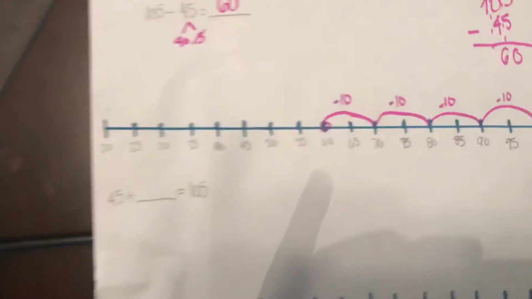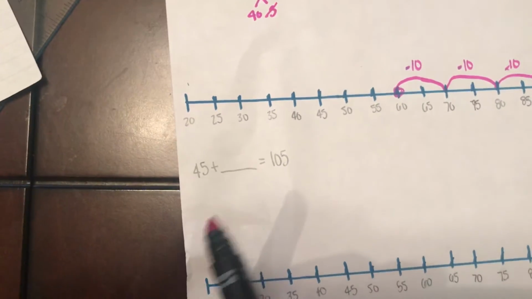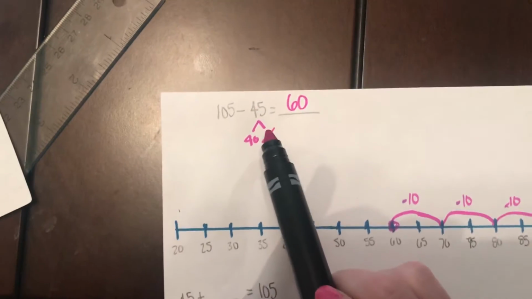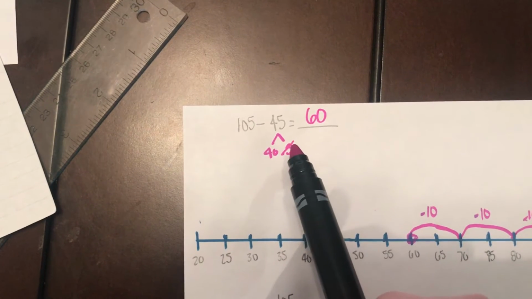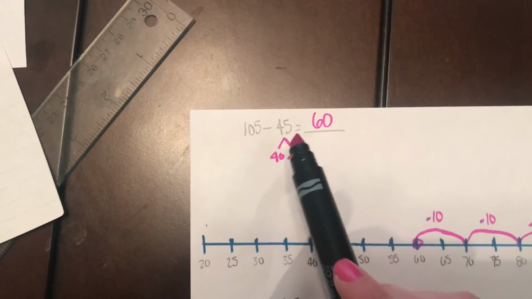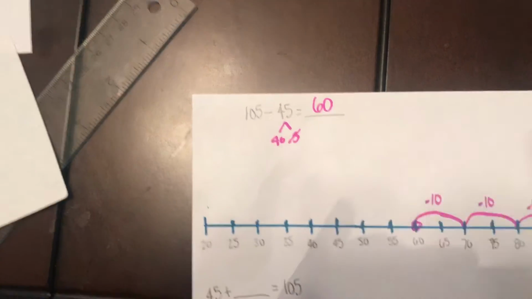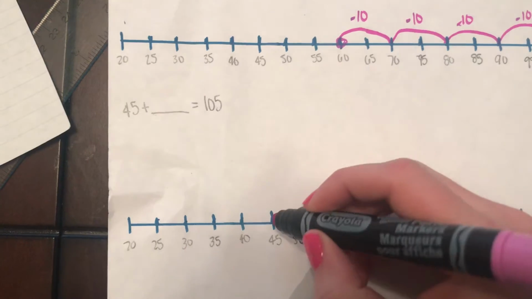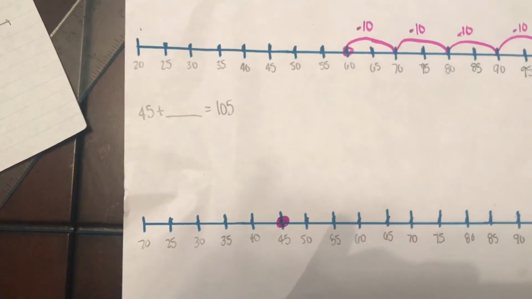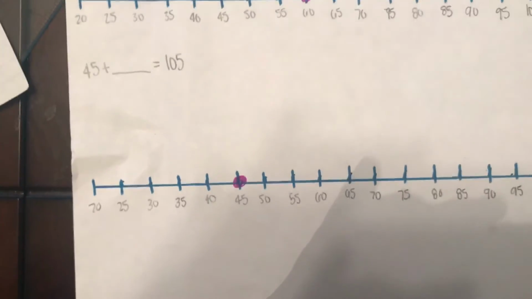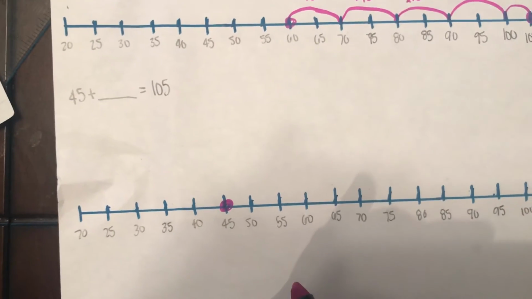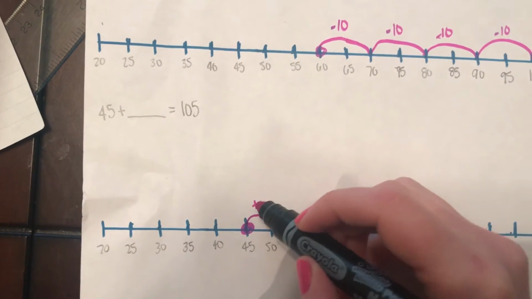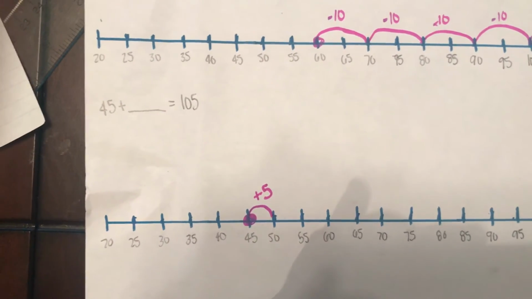Another way of doing this is also looking at it as what plus 45 equals 105. So if we come up here, it's the same equation, but we're looking at what we can add to 45 to get 105. So to do that on the number line, we'd start at 45. So again, we need to find our closest 10, and that's 50. So we'll go ahead and make that jump, plus 5 to 50.